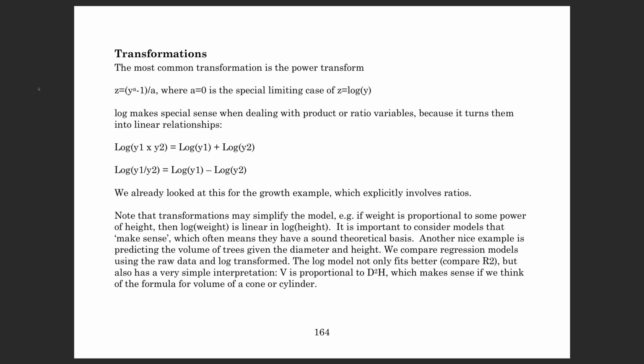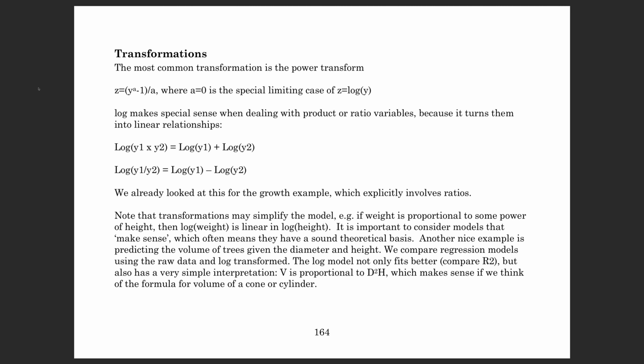Now there are some specific situations where transformations may actually simplify the model. So for example, if we were trying to model weight and height, we would expect that weight should be proportional to some power of height. So for example, log weight would then be linear in log height. So it's important to think about models that make sense, meaning they have a sound theoretical basis. So there's another nice example I want to show you, which is about predicting the volume of trees given the diameter of the tree and the height of the tree.